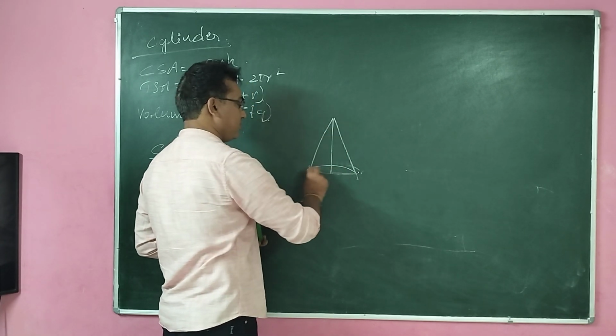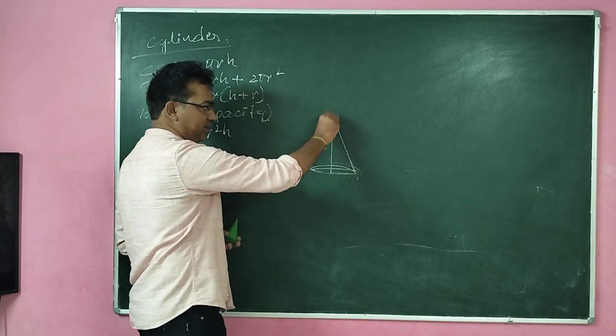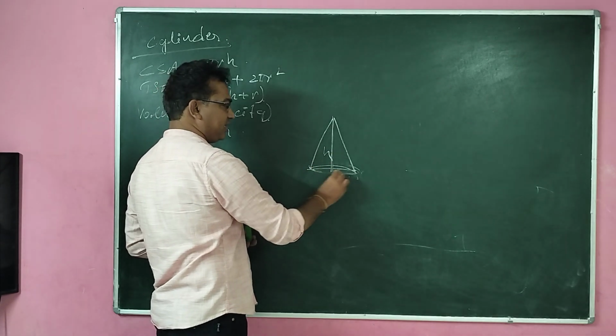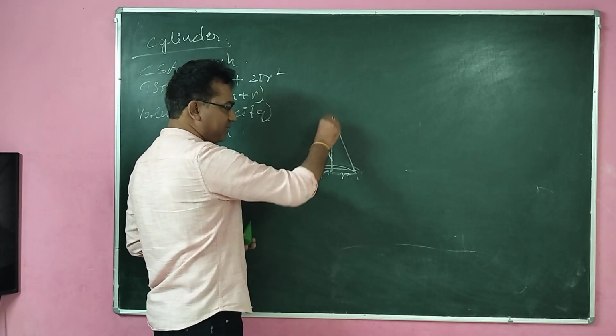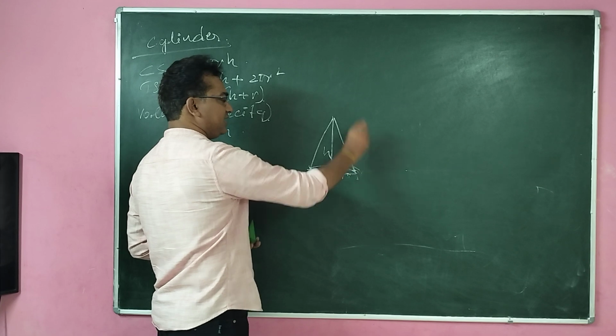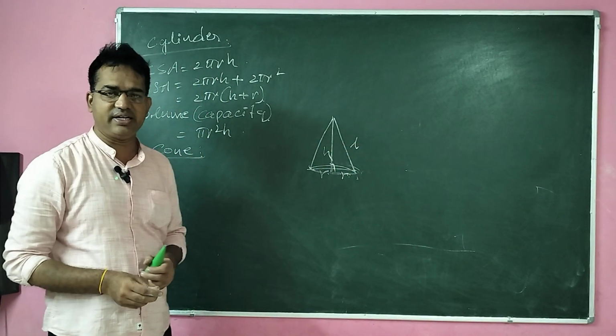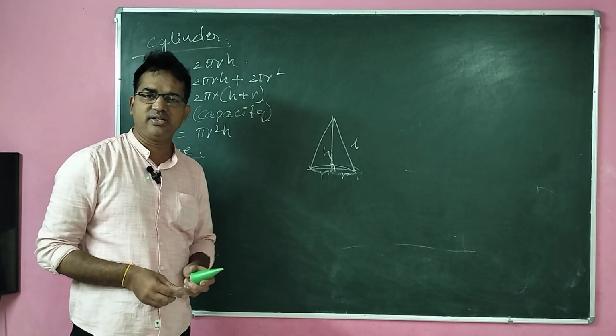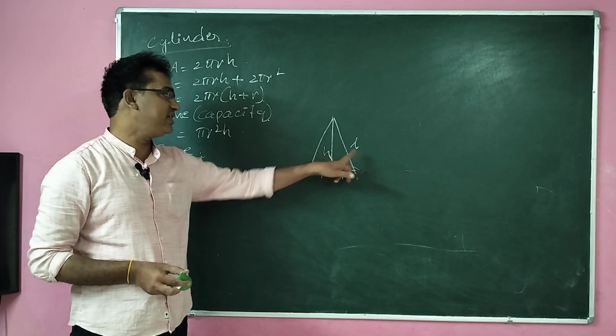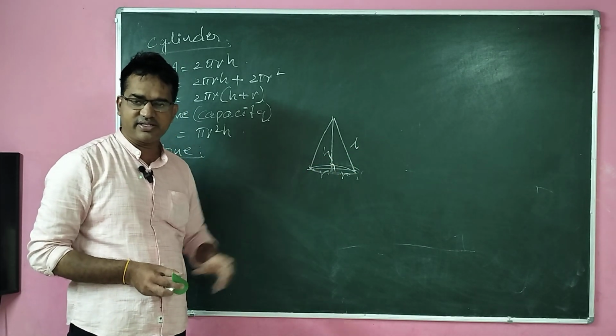So now it is the base diameter. It is height. Diameter. It is radius. Exactly, it will bisect. It is 90 degree. It is called L. L stands for slant height. Slant height is different, height is different, radius is different.